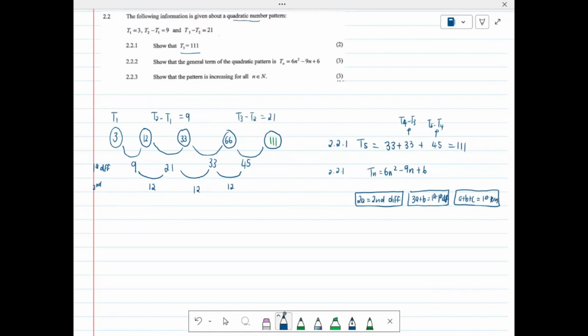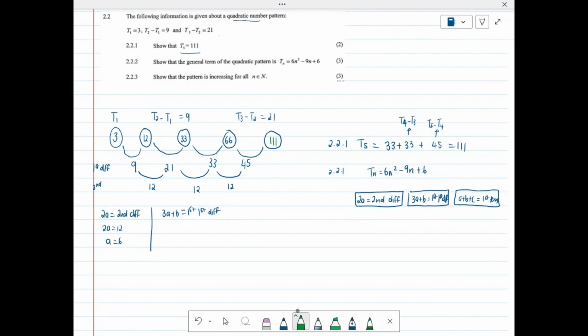So let's do that. For the first one, we have 2a is equal to our second difference, which is constant in a quadratic pattern. So it's 12, so a is equal to 6. Then we use that value of a and substitute it into the second formula, which is 3a plus b is equal to your first difference.